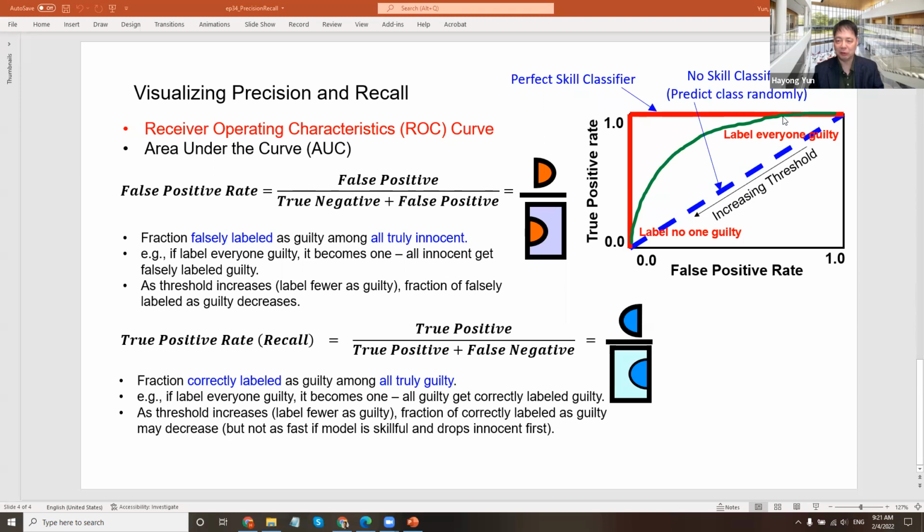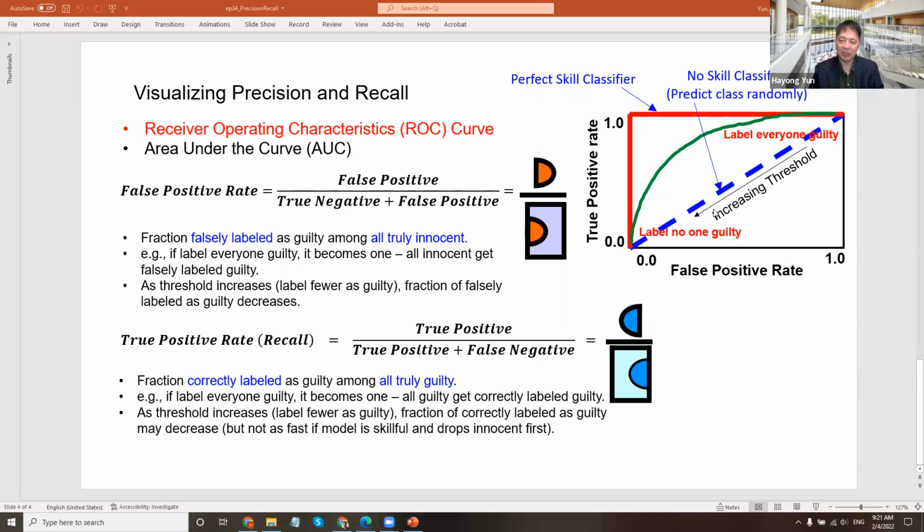Then as your threshold increases, you accuse fewer people, it will drop the innocent people and your false positive rate drops. But at some point, because the bar is so high, you cannot accuse anyone, so your true positive rate will also drop. So ideally, this is what will happen. If your model is not skillful, it drops the innocent and guilty at the equal rate, then it will follow along this 45-degree line. Okay.